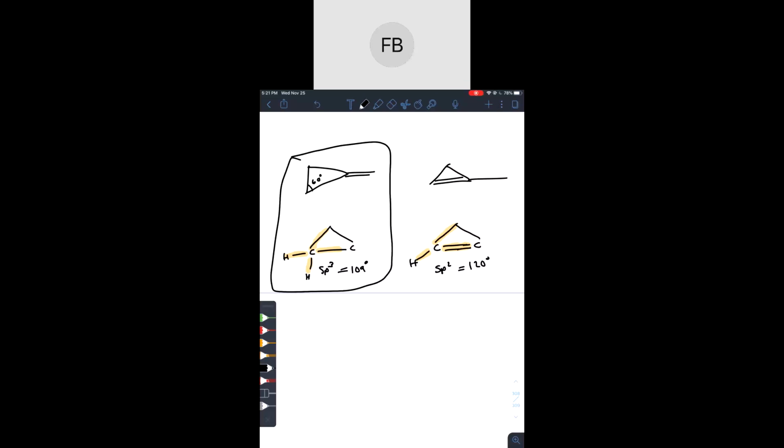Because the difference between what it would be most comfortable at and where it is forced into isn't as great as the other one. So double bonds do not like to be put into triangles. It's very, very bad for it. If asked the question, I think this one was really tricky in particular because you know that sp2 in that formation will be trigonal planar.